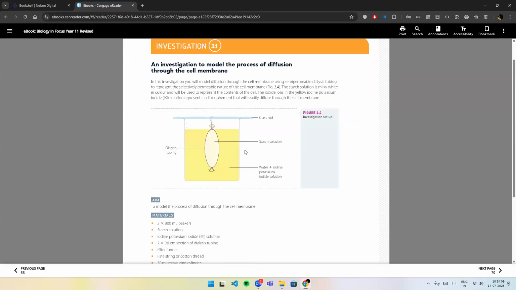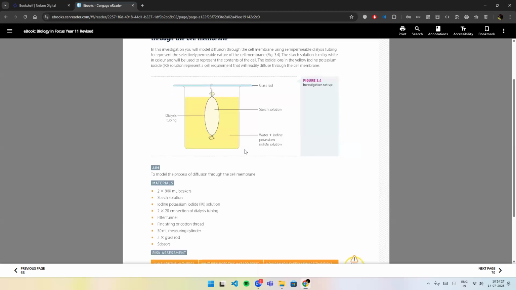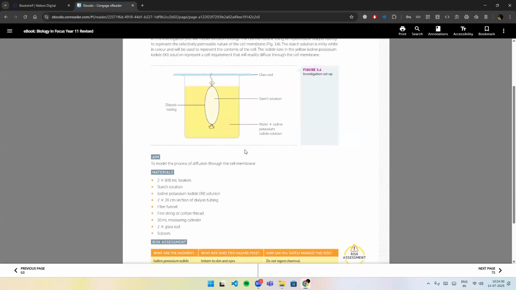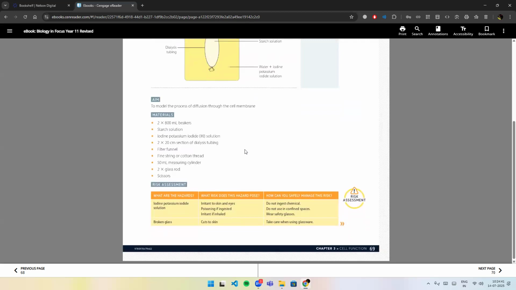Investigation 3.1. An investigation to model the process of diffusion through the cell membrane. In this investigation, you will model diffusion through the cell membrane using semi-permeable dialysis tubing to represent the selectively permeable nature of the cell membrane. The starch solution is milky white in color and will be used to represent the contents of the cell. The iodide ions in the yellow iodine potassium solution represent a cell requirement that will readily diffuse through the cell membrane. Aim: to model the process of diffusion through the cell membrane.